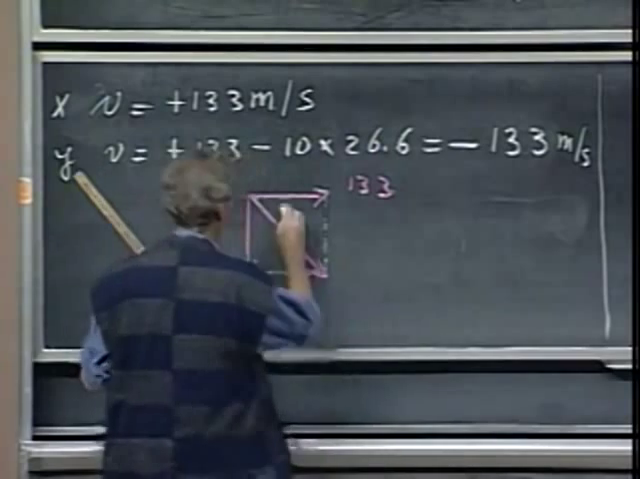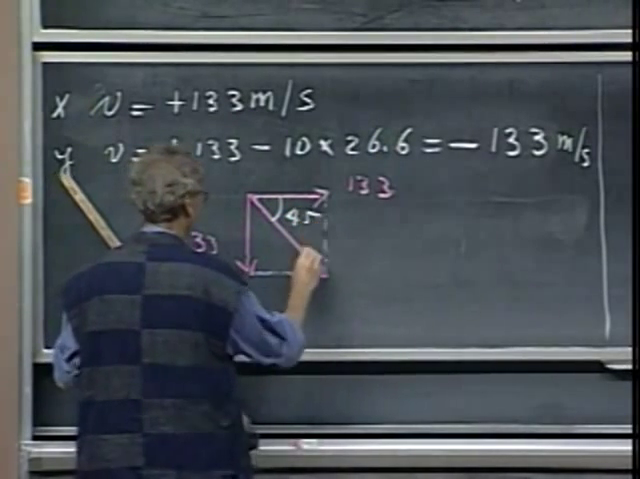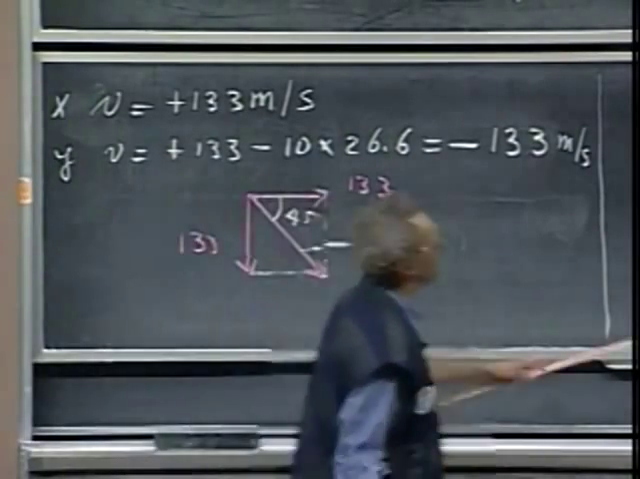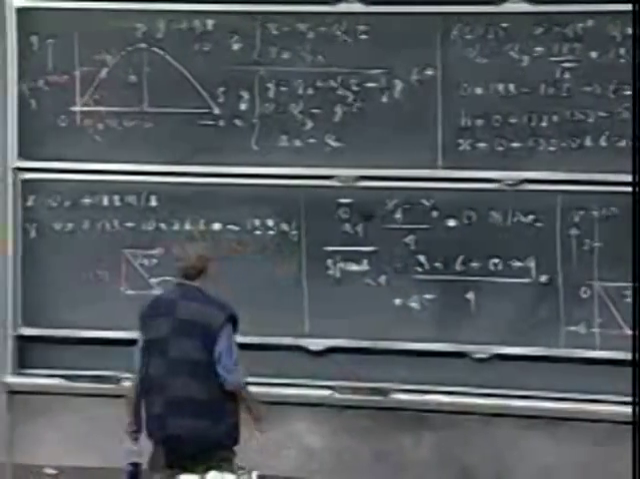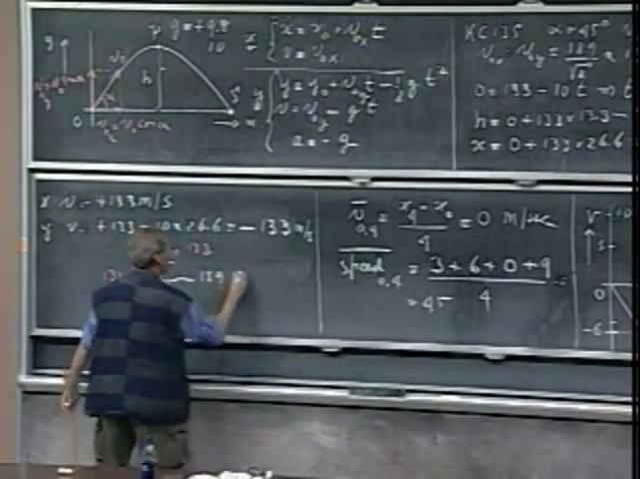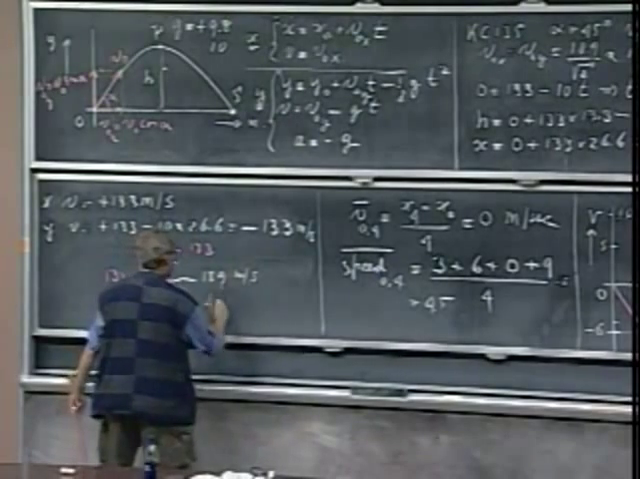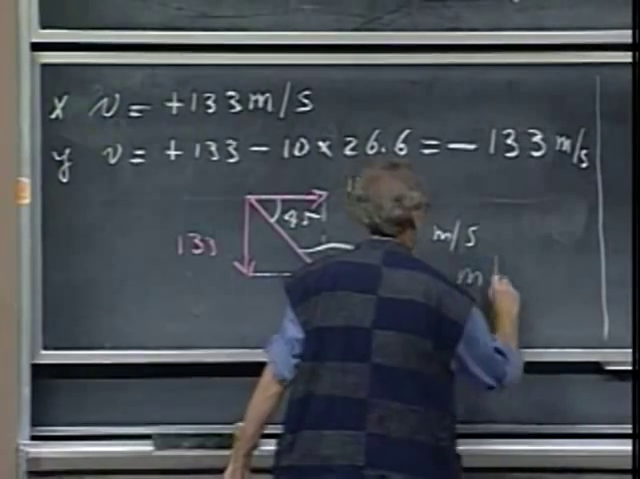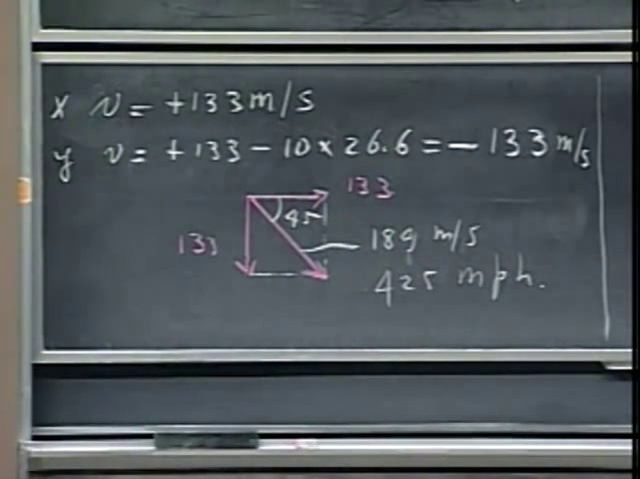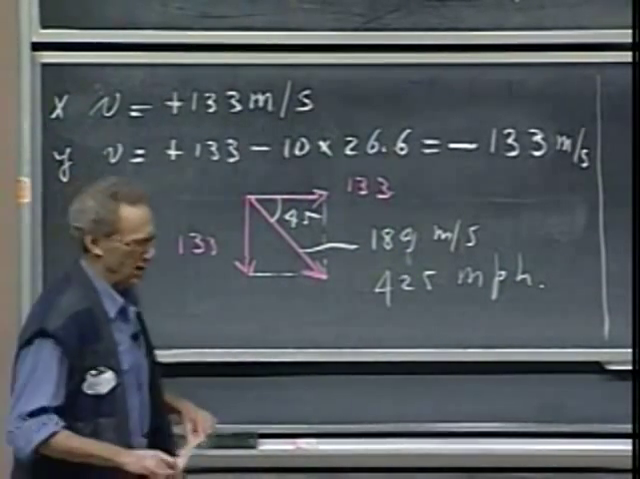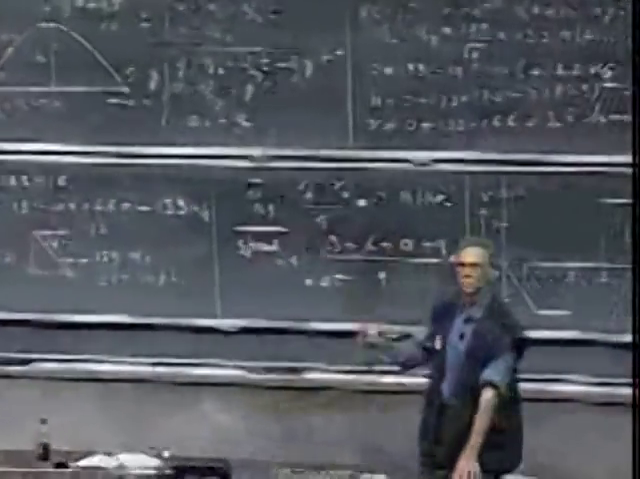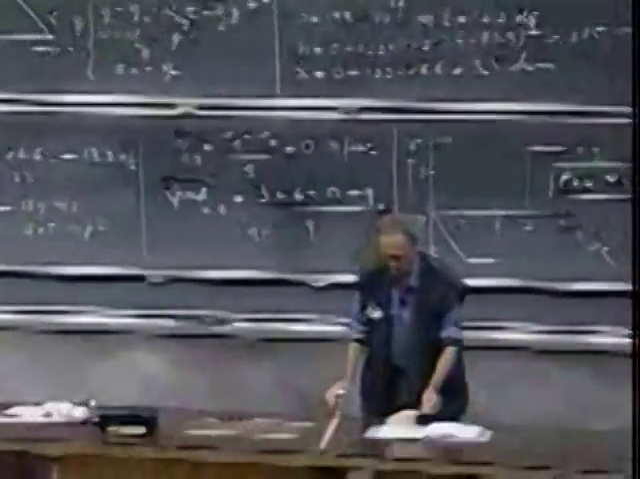And no surprise, this angle is 45 degrees. And this one is the square root of 2 times 133. And that, of course, gives you back your 189 meters per second. 189.9 meters per second. And that is 425 miles per hour. I'm not recommending that you would do this. Of course, it is perfectly reasonable to immediately come to that conclusion because of the symmetry of the parabola.